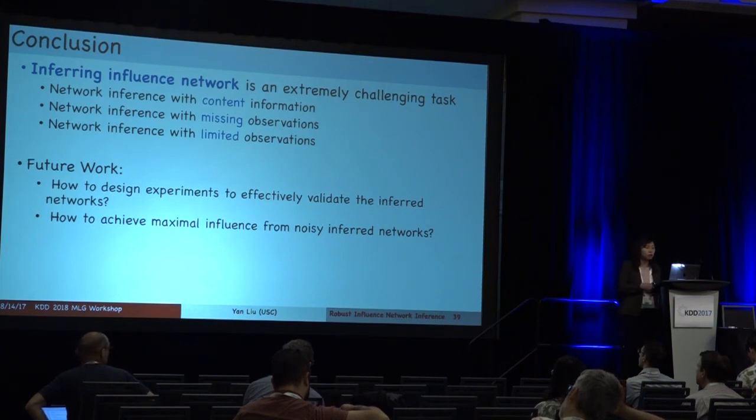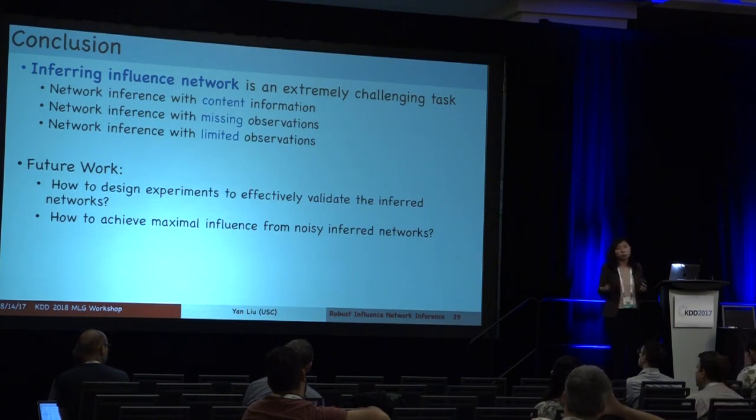And the second is that we are always interested in influence maximization, and we always assume that we are given the graph and also their strengths. But in practice, we do not have this particular graph or their strengths. Or now we are able to infer them, but they're noisy. So the question is how we can achieve maximum influence from the noisy inferred network that we learned from the data.